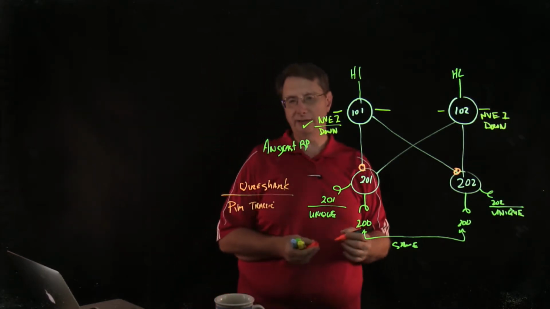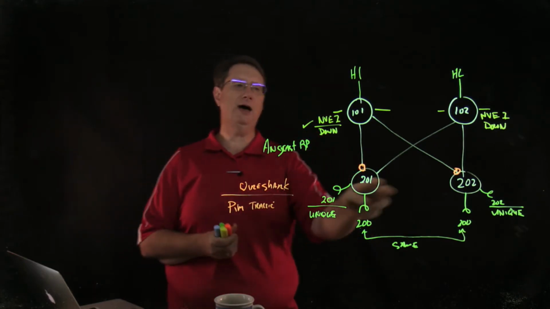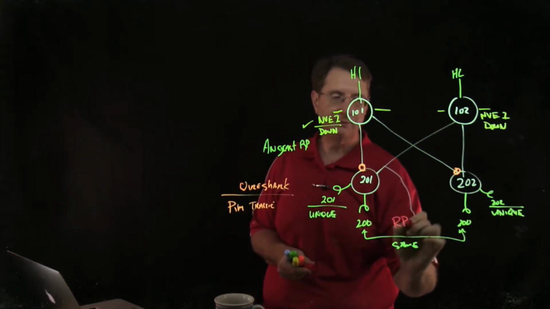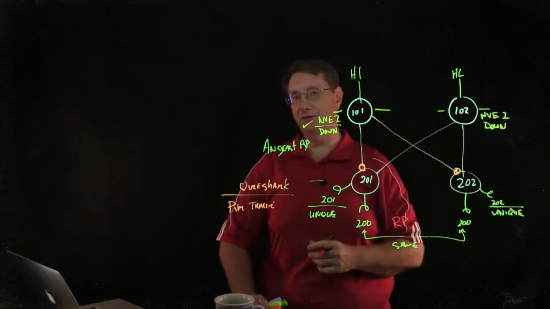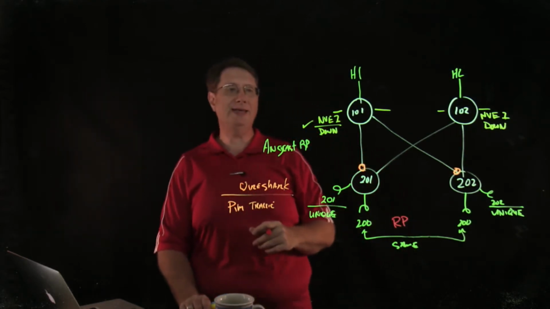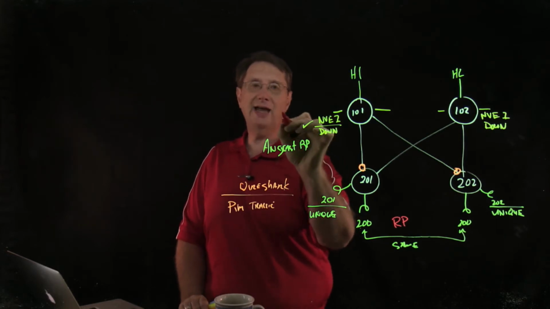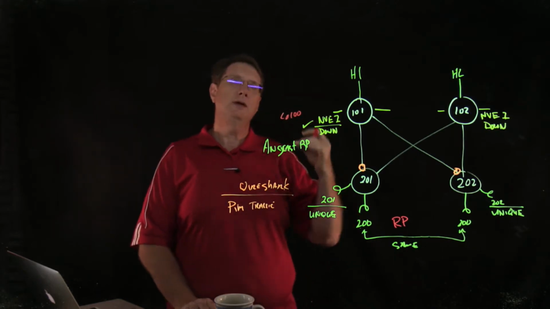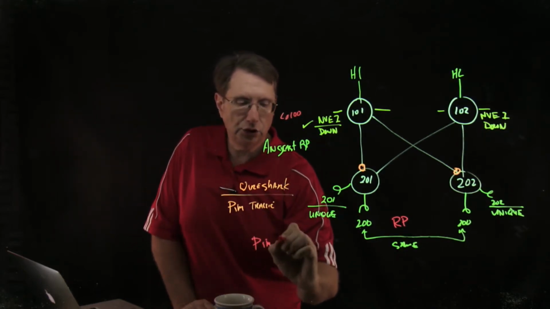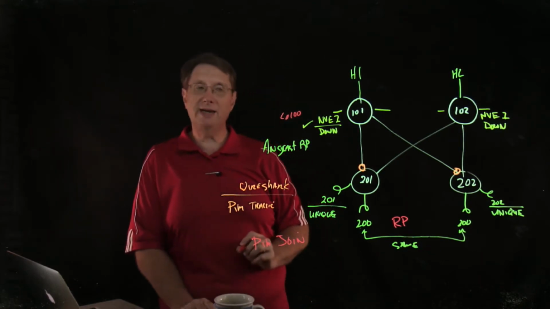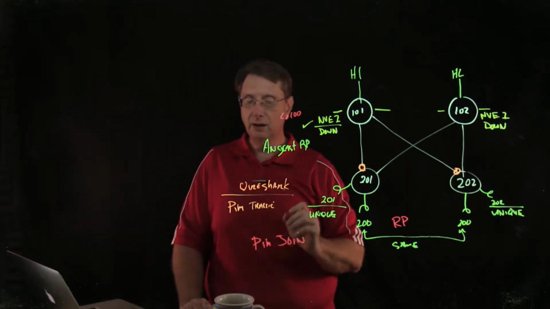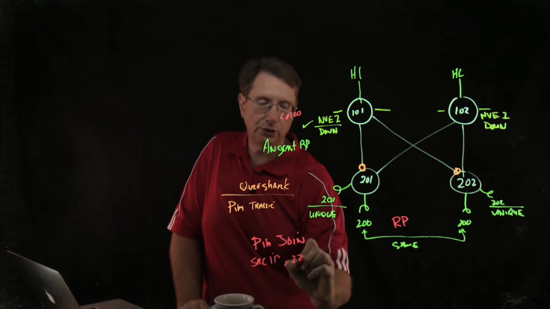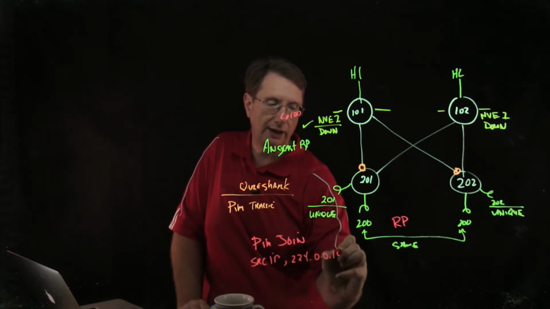Because what we're going to find is that when we bring the NVE up, the NVE is going to need to speak to my rendezvous point. And remember, we have two devices that can actually serve as the rendezvous point. So what's going to end up happening is the NVE from its LO100 unnumbered interface is going to send a PIM join message. That PIM join message is going to be coming from the source IP address, and it's going to be going to 224.0.0.13.